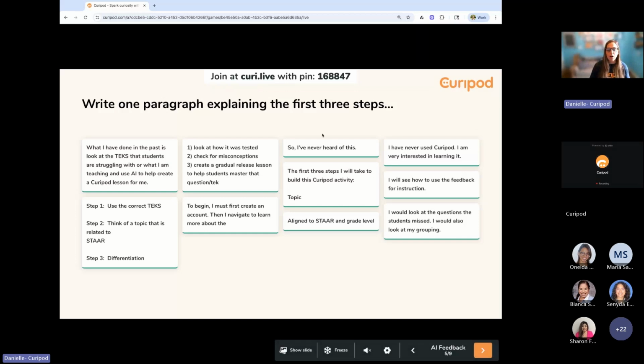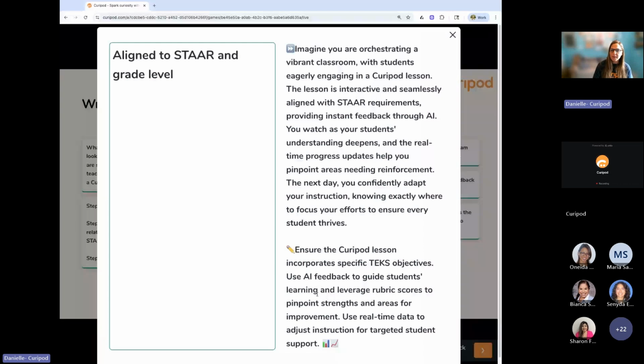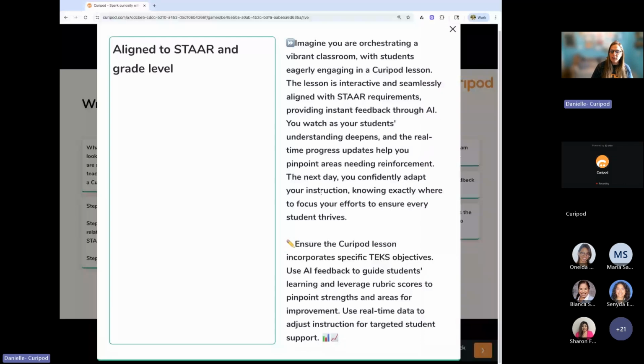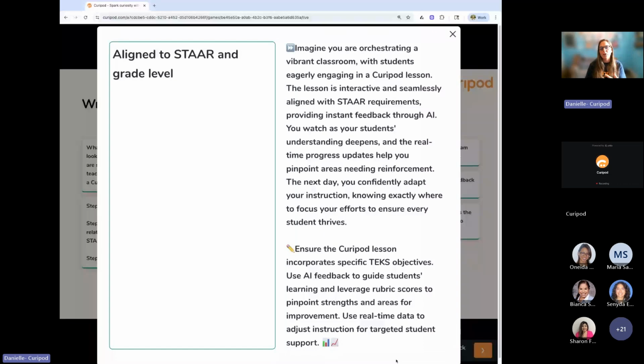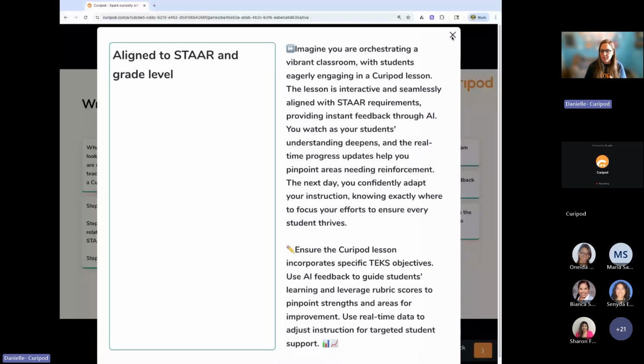So here I have all of these answers. I'm going to just click on this one. Imagine you are orchestrating a vibrant classroom. This was the topic: ensure the Curipod lesson incorporates specific TEKS objectives. Use AI feedback to guide students. Use real-time data to adjust instruction for targeted students. So this is giving it a little bit more specific on how you can take that to the next level.